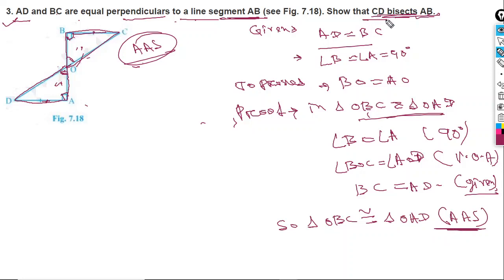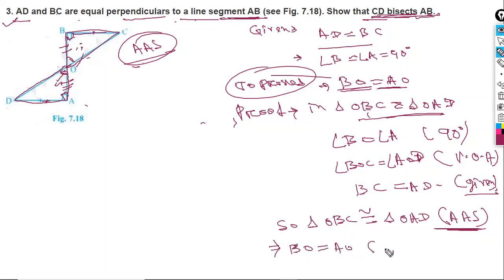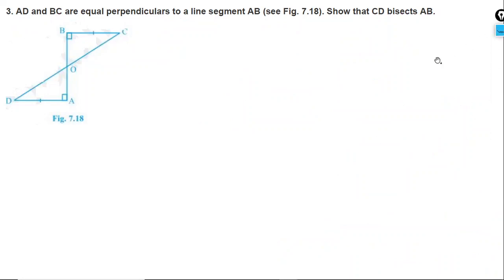Now what we have to show? So that CD bisects AB. That means here you can see, we have to prove BO equal to AO. Now BO and AO are the corresponding parts of these two triangles. We can write, implies that BO equals AO. Why? CPCT, that means corresponding parts of congruent triangles. Okay, so that it is proved. Now question number 3 is solved. So we'll move to the next question.